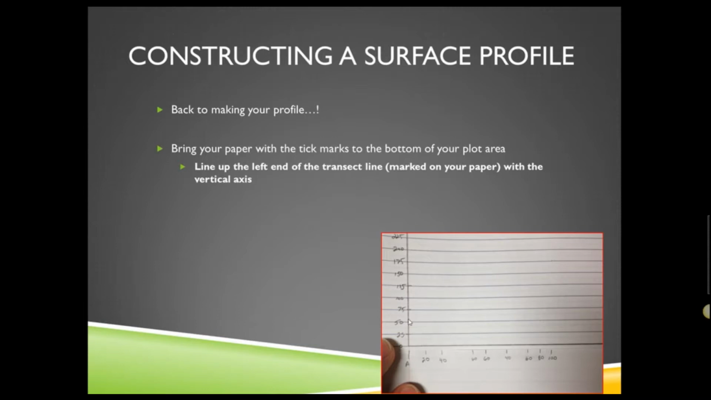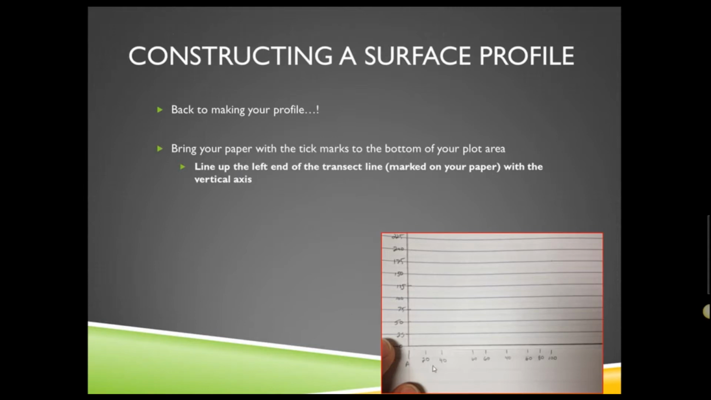Now, right here I have still images. Later on in this recording, there is a live video, and in part of that live video, it shows straight through making a profile from a topographic map. So you can watch that to see it being done, but to just describe it, you want to line up the left side of your transect line that you've marked on your paper with the vertical axis. Like you can see here, the A is lined up with the vertical axis.